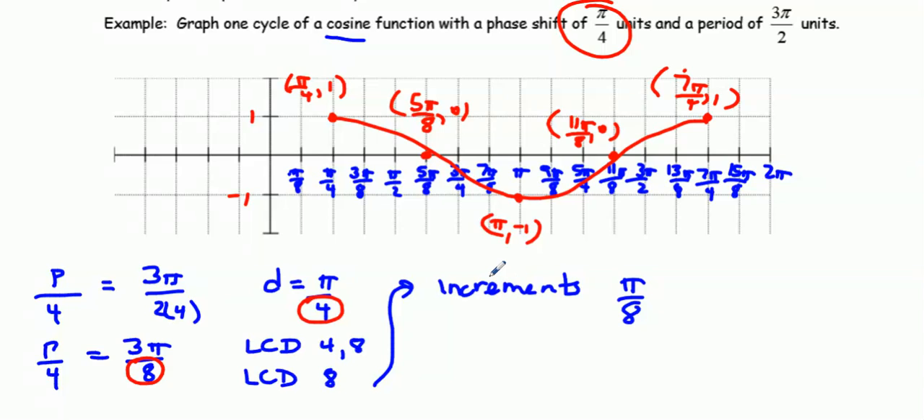So we're going to try it again. The key points are finding the quarter period, comparing the denominators of the phase shift and the quarter period and finding the LCD to get your increments on your scale. And then starting at your phase shift and applying a quarter period each time. Okay, let's do it. Why don't you try the next one?